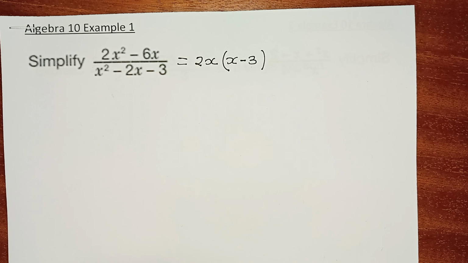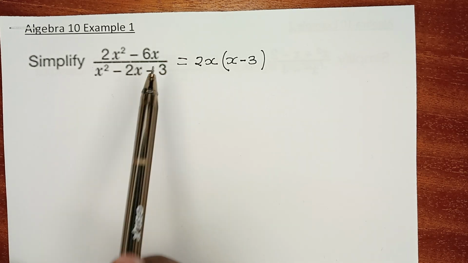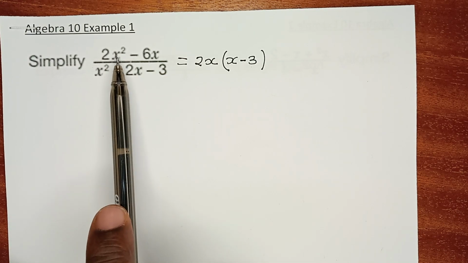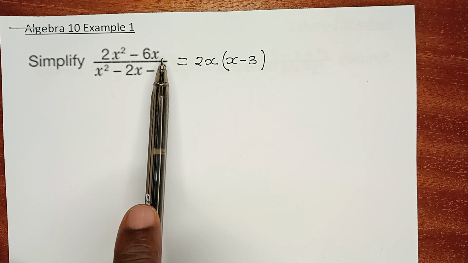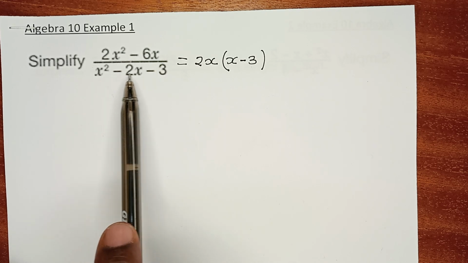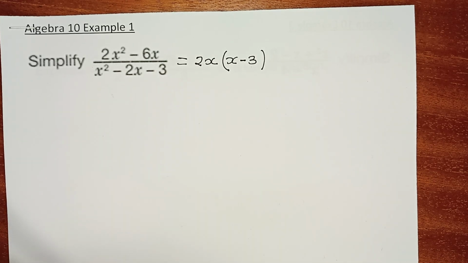And in this video, I want to introduce Algebra 10, whereby we shall be dealing with simplification and solving of algebraic expressions and equations. Now, the first example is: simplify 2x squared minus 6x all over x squared minus 2x minus 3. This one is just an issue of finding out what is common and factorizing it out both at the numerator and at the denominator.